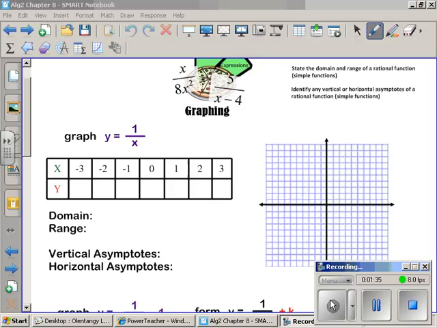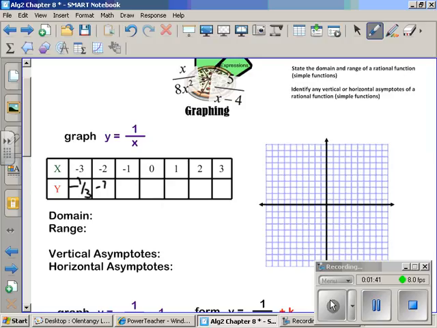If I plug in a -3, I get -1/3. If I plug in a -2, I get -1/2. If I plug in a -1, I get -1. If I plug in 0, what do I get? If I put a 0 in here, my board would explode, because you're not allowed to divide by 0. So this is undefined. I can't graph this.